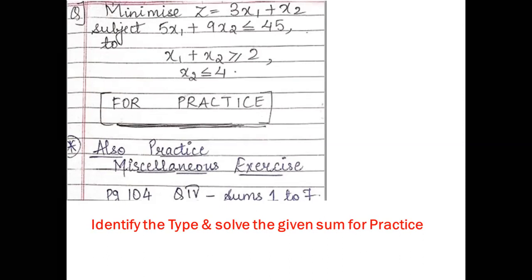Also class, I have already told you all word problems, sum number 8 to 10 I guess, or 8 to 15. I've already told you all when we were doing exercise 6.1 that they are very easy sums. So you can practice them. Now, as far as exercise 6.2 is concerned, you can also practice miscellaneous exercise. That is page 104 of your textbook. Question number 4, sums 1 to 7. If you have any difficulty class, please let me know.